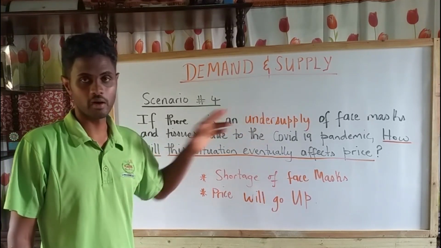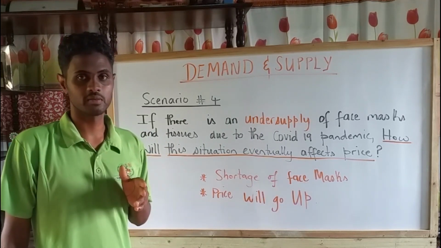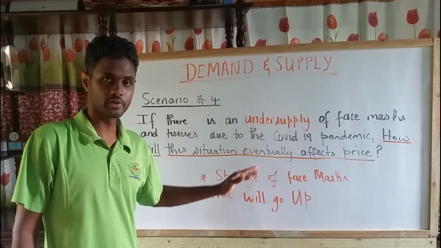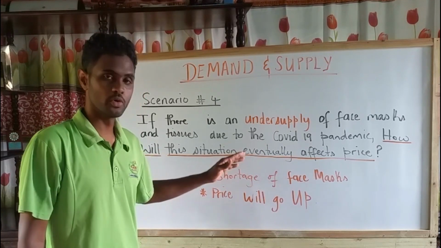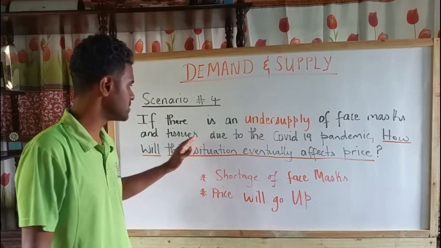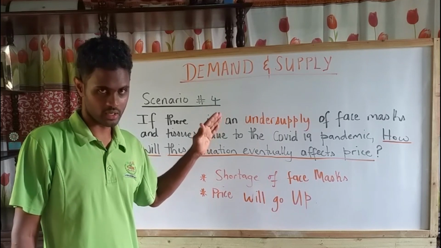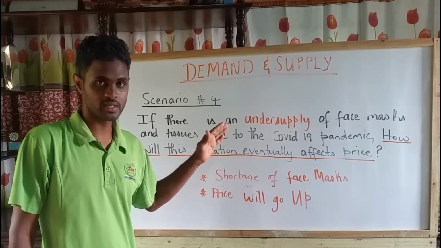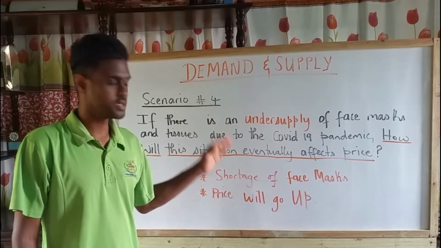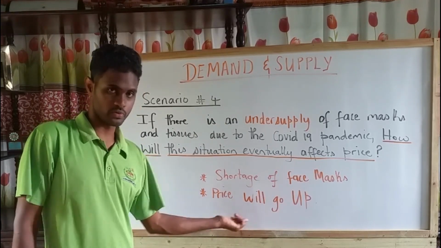And undersupply always results in that situation because there is more demand for the goods, or in this case, there's more demand for the face masks and the tissues than there are on the market. So once demand is high for goods, sellers will raise price. Price will go up for those goods.